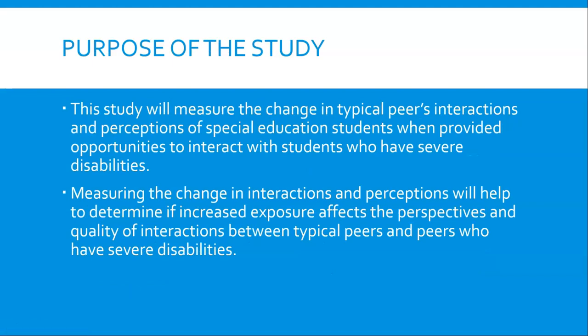This study will measure the change in typical peers' interactions and perceptions of special education students when provided opportunities to interact with students who have severe disabilities. Measuring the change in interactions and perceptions will help to determine if increased exposure affects the perspectives and quality of interactions between typical peers and peers who have severe disabilities.